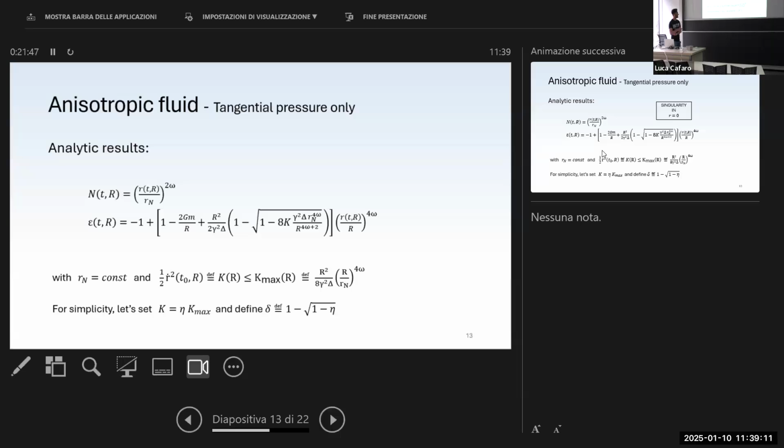So our n is just a constant, and the epsilon depends on this new parameter, which is k, and this is the initial, if you want, Newtonian kinetic energy of the shell. So they may start with some initial velocity. And to ensure the positivity of this square root, this k must be lower than the inverse of this function, which I will label by kmax.